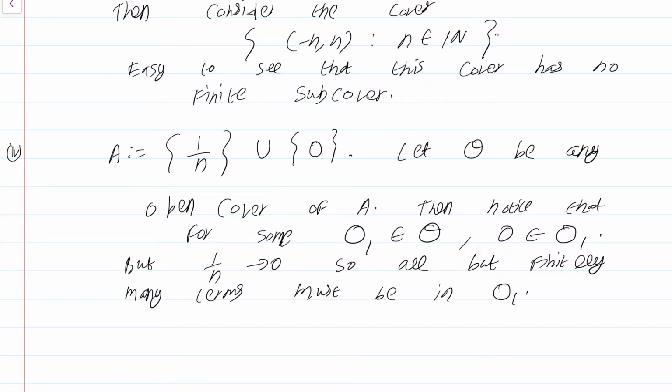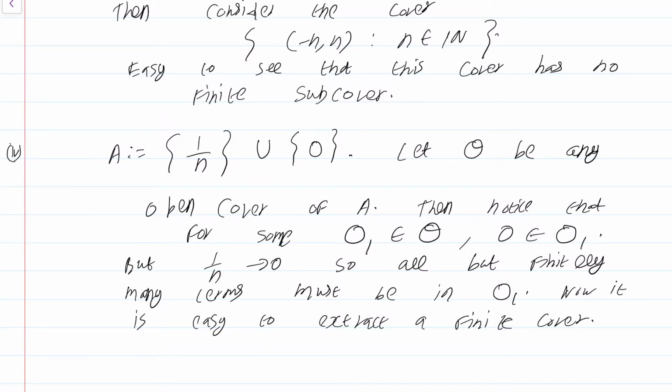Now it is easy to extract a finite subcover. I just choose various elements from this cover O that contain the first few elements of the sequence. Beyond these first few terms, all the terms of the sequence have to belong to this set O_1, just because 1/n converges to 0.